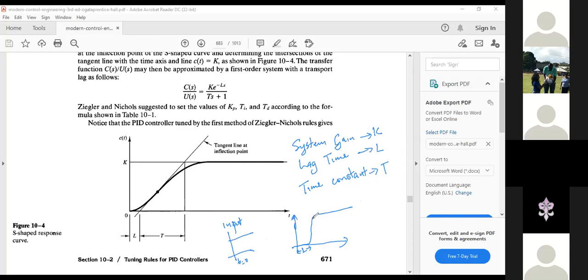All right. Now, we need to be able to determine these values. So you can determine them experimentally. So how do you determine them experimentally? You put a unit step onto the system, whether the unit step is 1 volt, 1 degree Celsius, whatever it is. And you graph the output response. Now, from the graph of the output response, you have to determine certain things. So the final value is K.